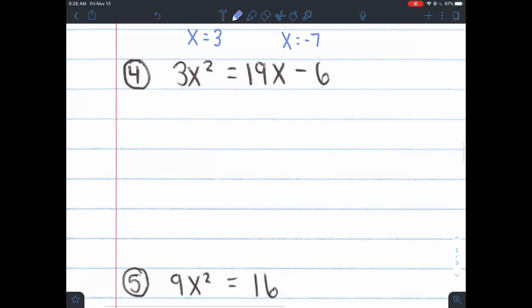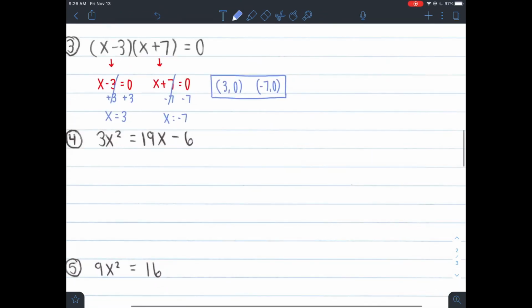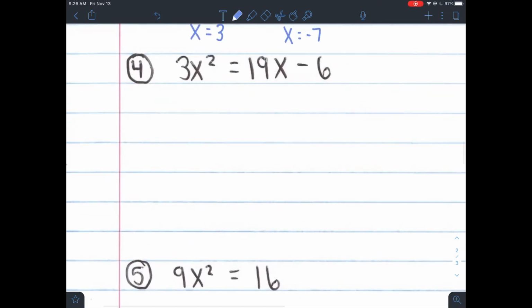Moving on to number 4, we have 3x squared equals 19x minus 6. Now, this one's not already factored, so it's going to be a little bit more work than number 3. But the first step is you have to have one side equal to 0 before you can factor it, because you have to have it in standard form. So everything needs to be on one side. It needs to be ax squared plus bx plus c.